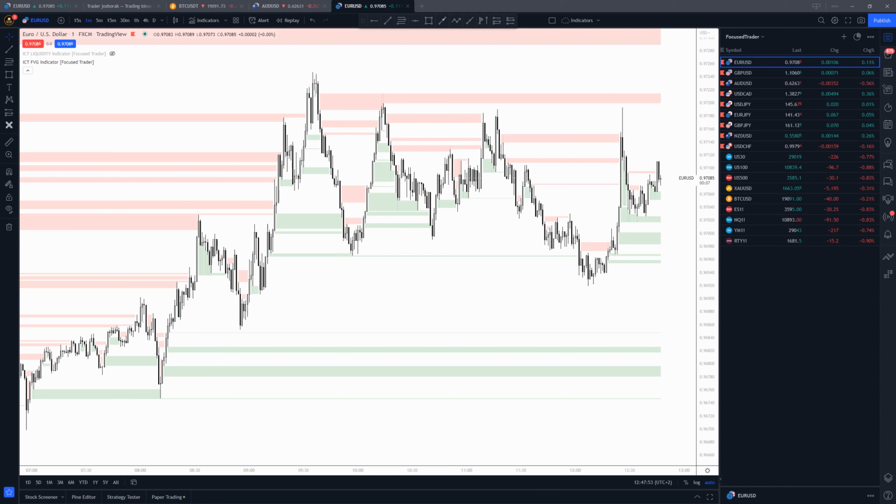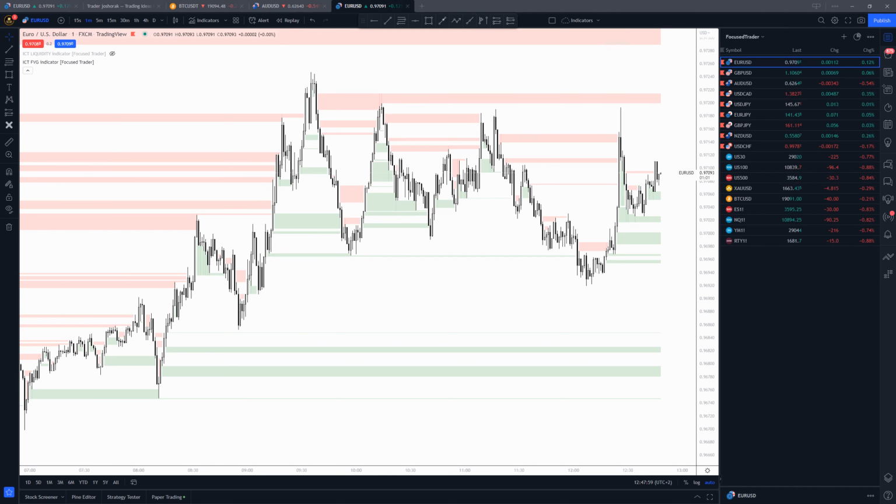Hi traders, this is Focus Trader, and in this video we're going to have a look at the ICT FVG indicator, which displays imbalances in the market. And again, it is one of the best, if not the best, indicators on TradingView that displays this ICT concept, imbalances or fair value gaps. So without any further ado, let's get into it and have a look at how this indicator works and what you can do with it.